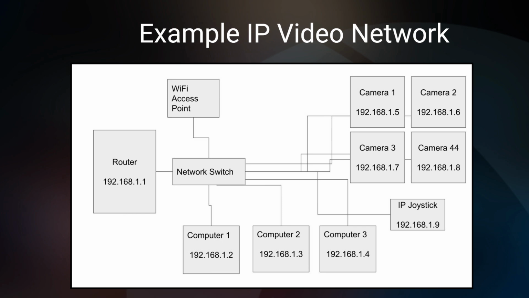Okay, so we've got our router is 192.168.1.1, and then the computer is .2, computer 2 is .3, and computer 3 is .4. So each of these devices has a unique IP address, and then you can see the cameras are .5, .6, .7, .8, and the IP joystick is .9. This is a really easy way to set up your network with static IP addresses.